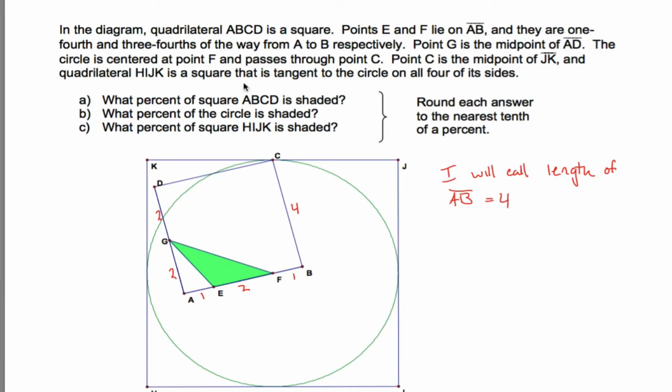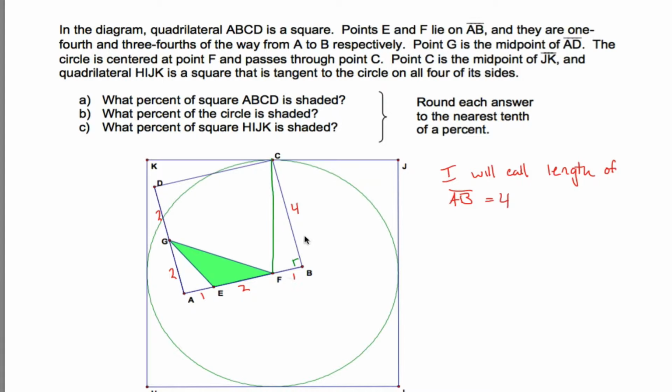The circle is centered at point F right here and passes through the point C. So what I'm going to do is draw an extra line here. I'm going to draw a line from F to C. And that line right there represents the radius of this circle. But note that I can calculate that because I have a right angle right here.